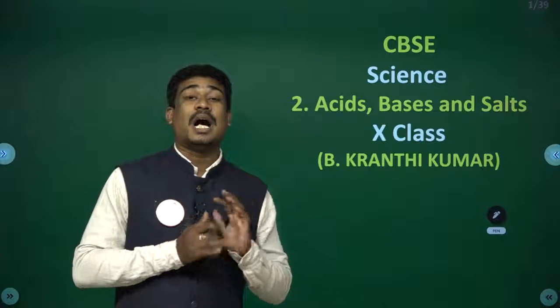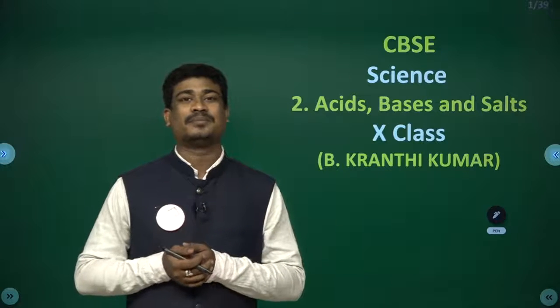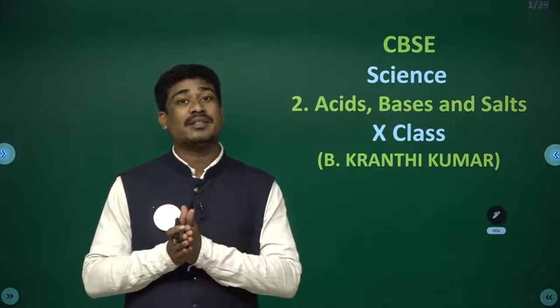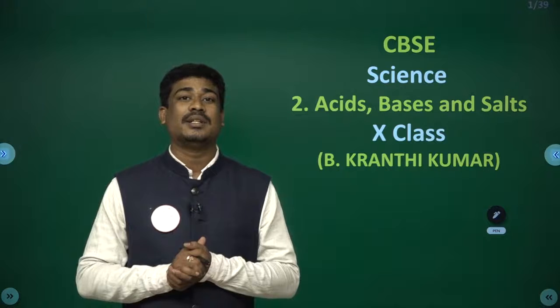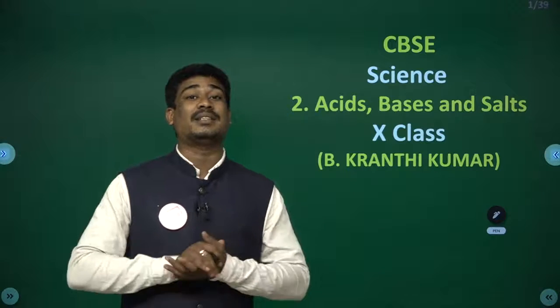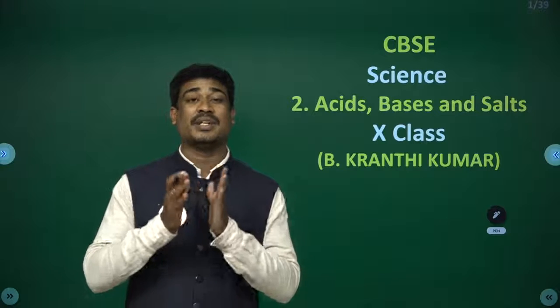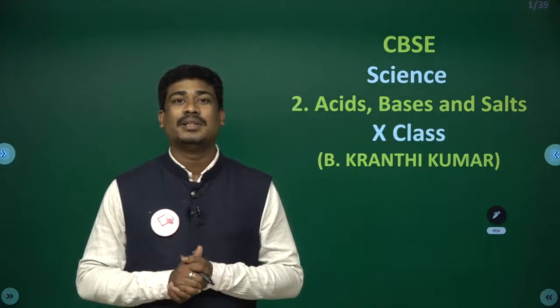But after getting indicators, there are natural indicators and synthetic indicators. By the lichen plant, we can make a natural indicator. That was already studied in 7th standard.